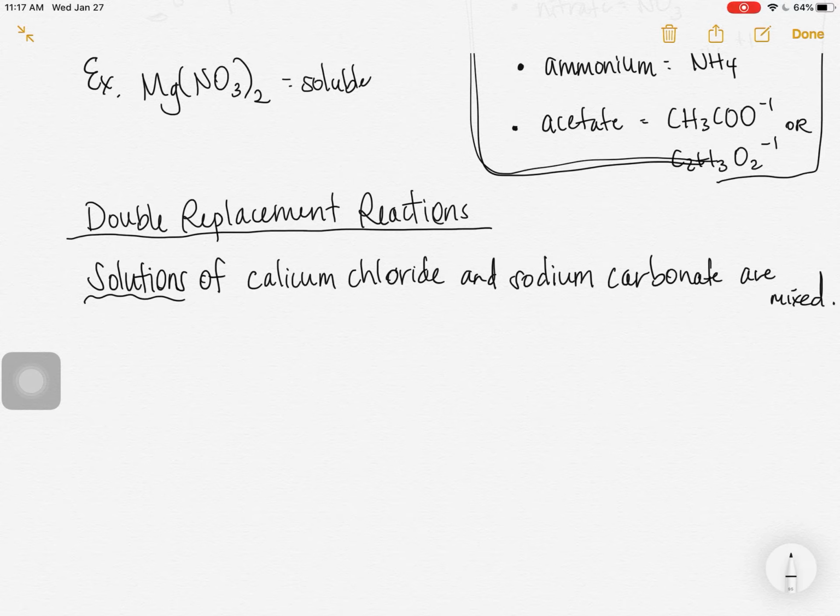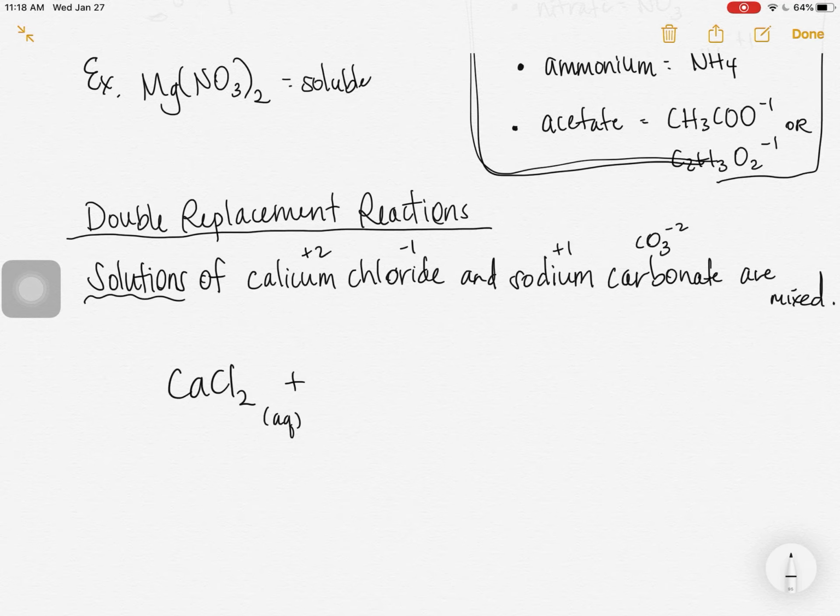I didn't tell you the products this time, and that's where we're moving toward, first learning reactions and then learning how to predict who our products are going to be. So let's see, calcium chloride. So calcium is +2, chlorine's -1, so CaCl2. And they told me it was a solution, which means it's aqueous. And my second reactant is sodium +1, and carbonate is CO3 -2. So Na2CO3, also aqueous because it's a solution.